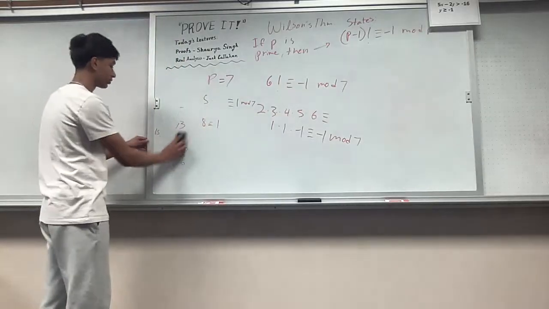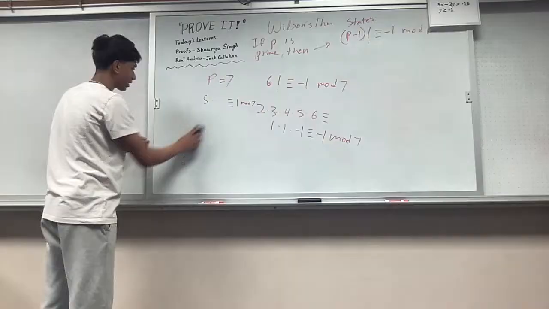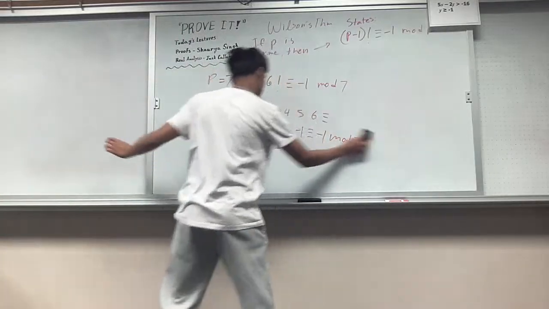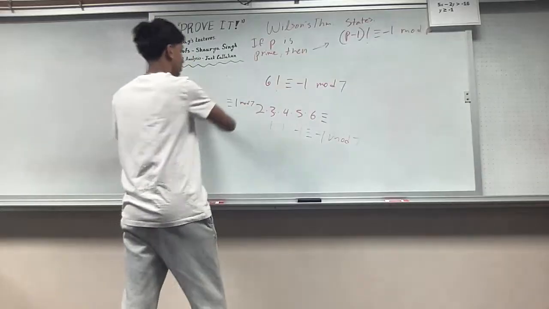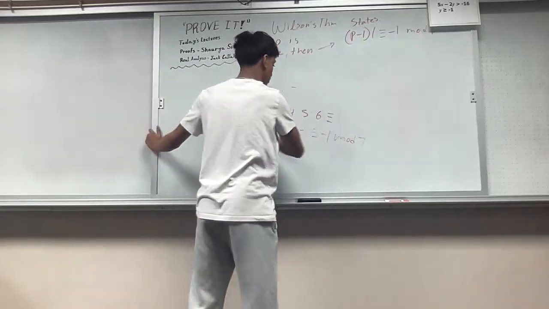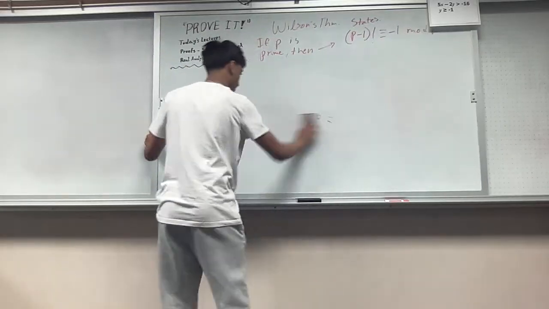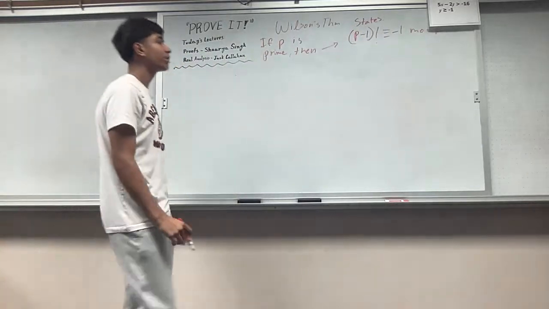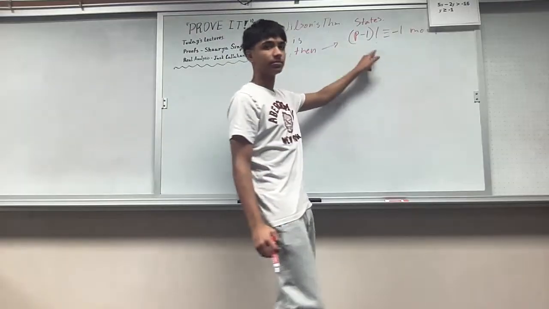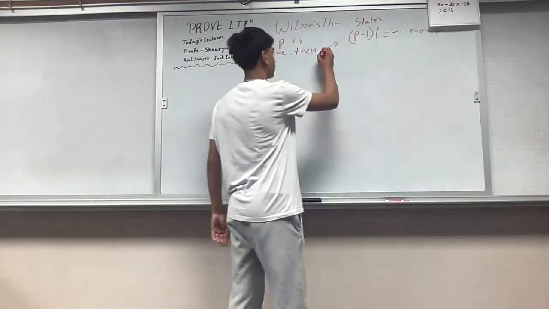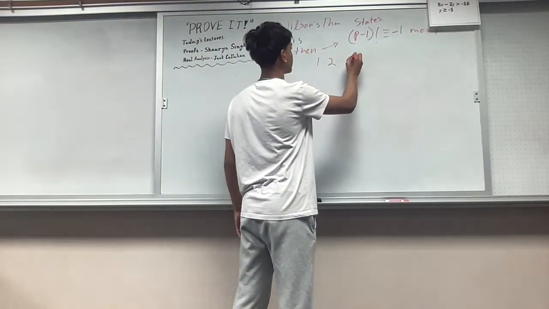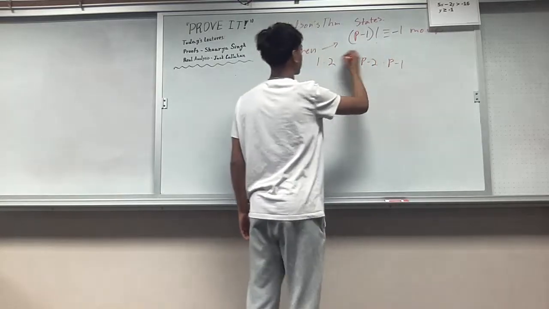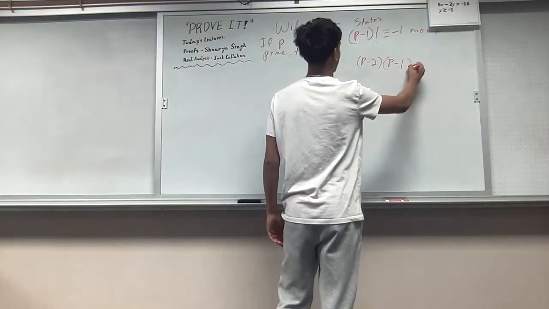Now for the actual proof. It's going to be a rigorous proof, and I'm going to reiterate what I just said at the end of this. How can we write p minus 1 factorial? 1 times 2 times all the way down to p minus 2 times p minus 1. We'll have that up there.